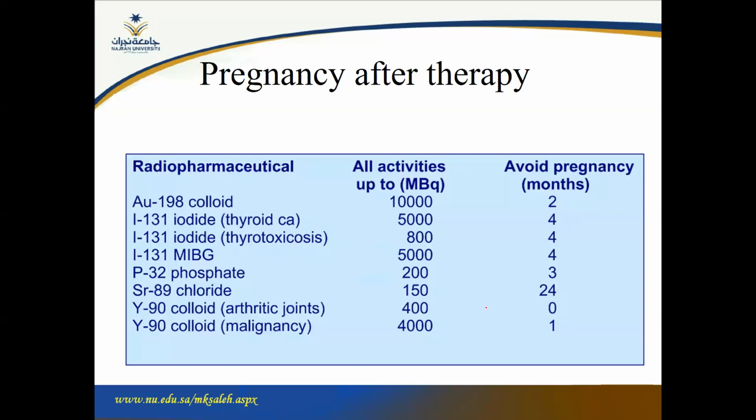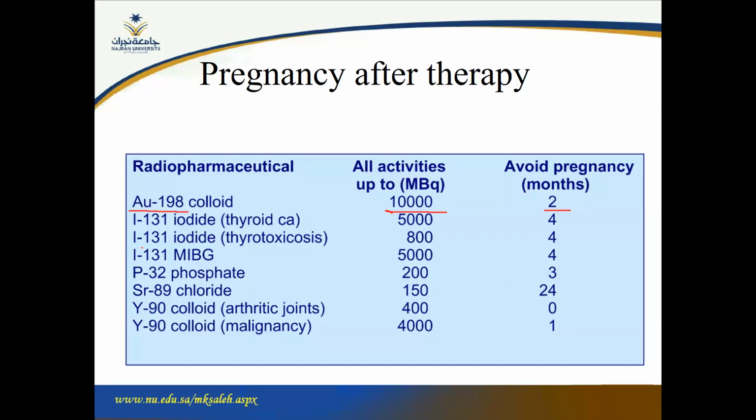Okay, here are some restrictions for the pregnant patient. No, sorry, this is not for a pregnant patient. This is for a patient who asked about pregnancy after the therapy. So we ask the patient to avoid pregnancy. For example, if the patient receives up to 10,000 megabecquerel, the patient should avoid pregnancy for up to 2 months. This is for Au-198.